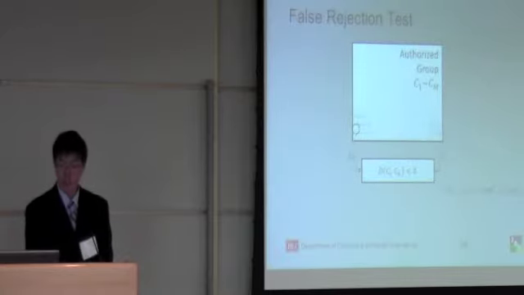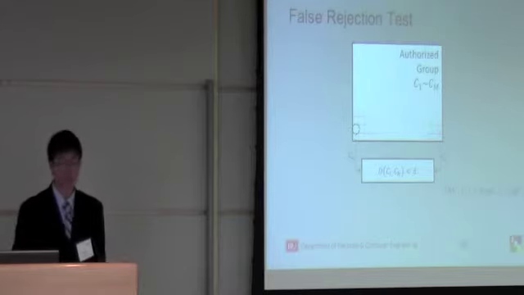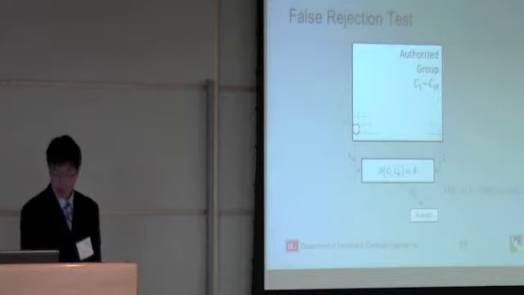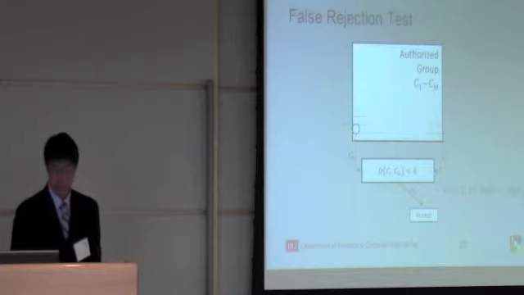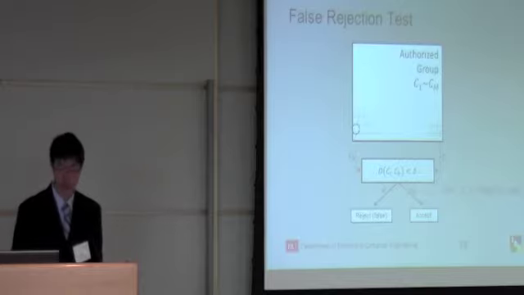In our false rejection test, we test among the authorized group. Each time we take one sample of one individual out of the authorized group, and we test it against all the others. If that person is accepted, then it is great. If that person is rejected, then we have a false rejection, because that person is authorized.